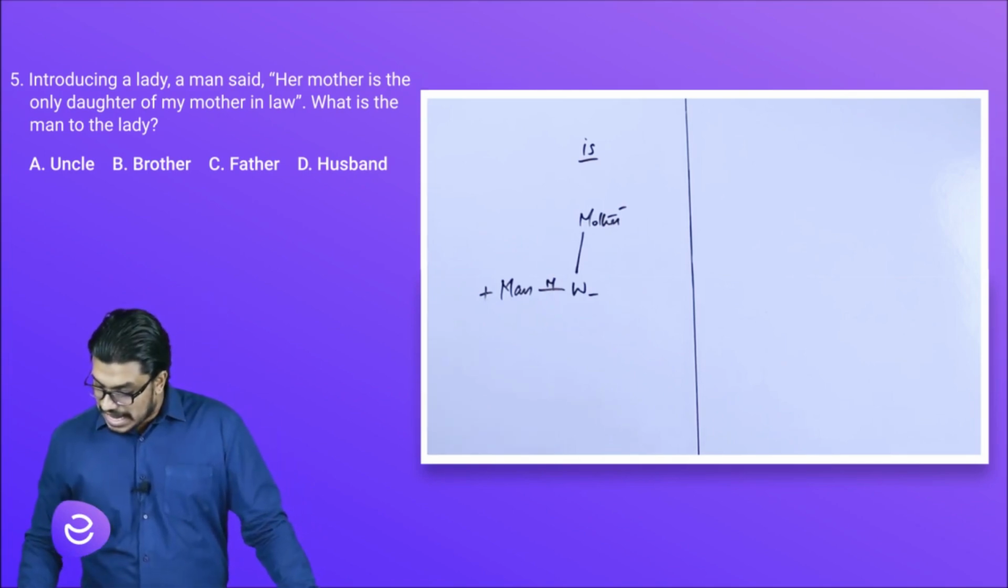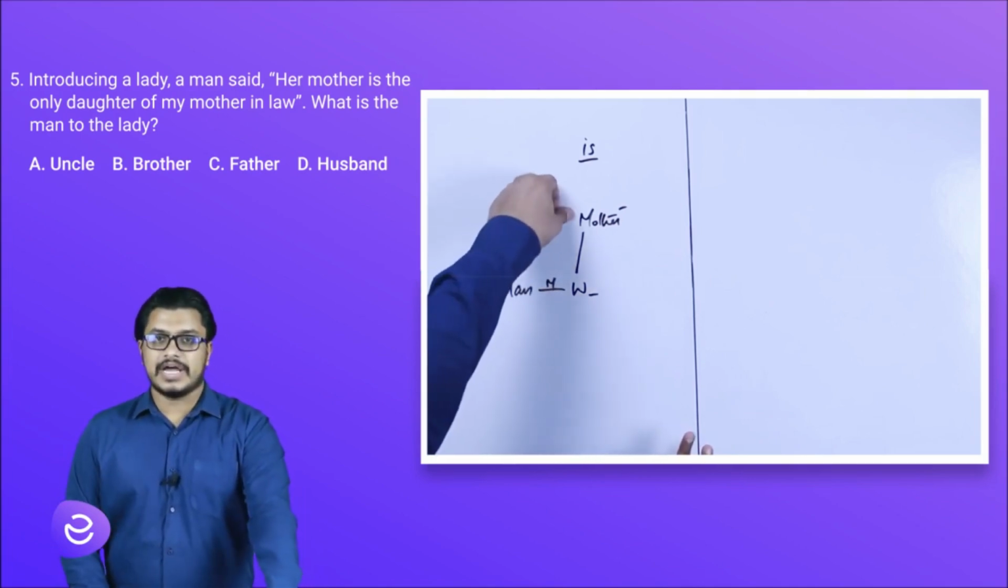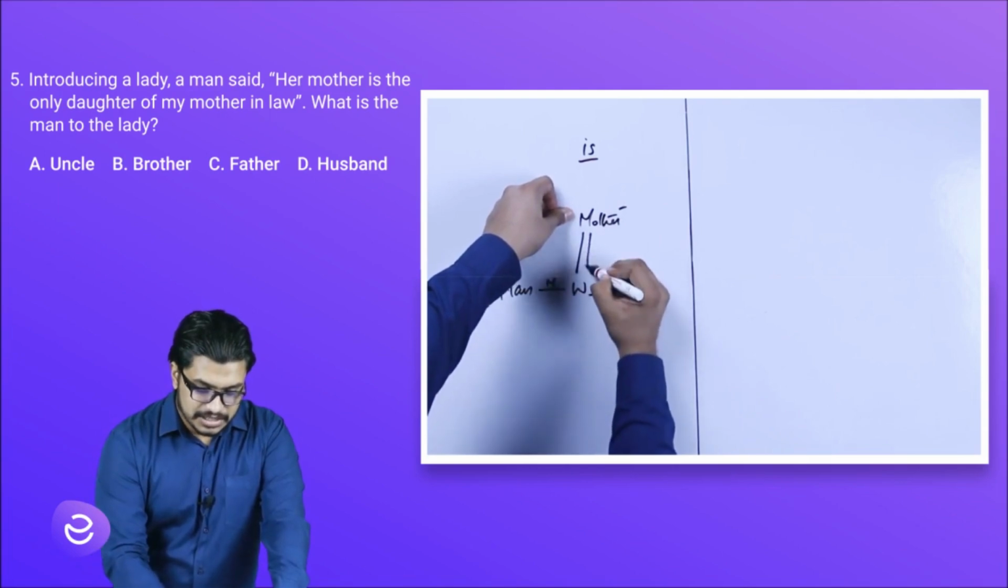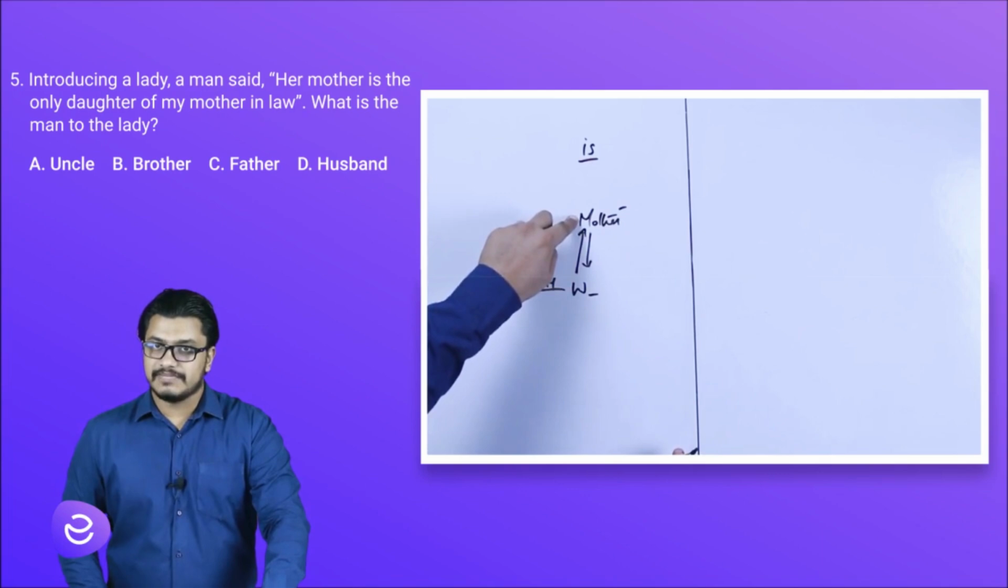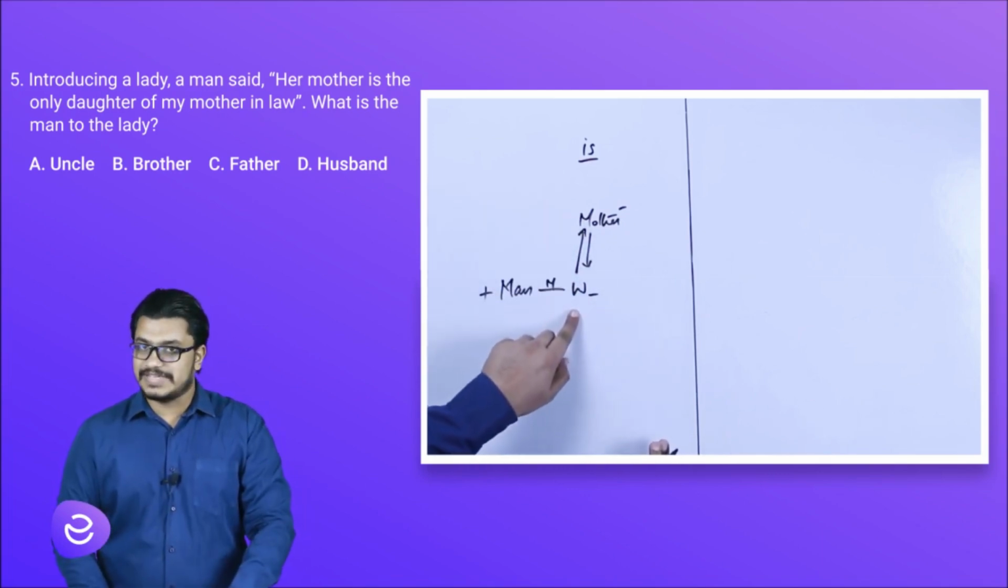Now, the next relationship is only daughter. So we are here right now, we are with the mother-in-law right now. Mother-in-law's only daughter becomes this person itself. So we actually started from wife's mother, and now this mother's only daughter comes back to wife itself.